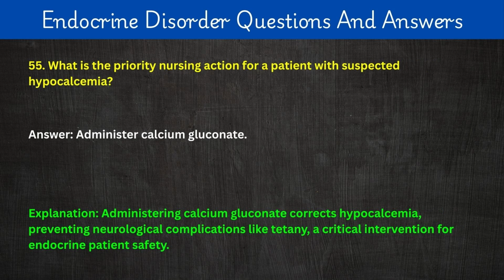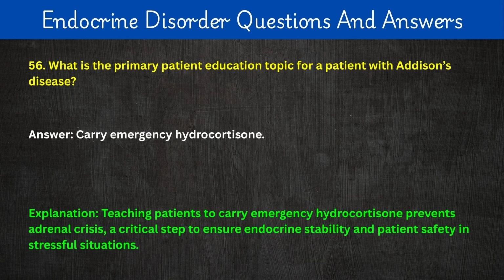55. What is the priority nursing action for a patient with suspected hypocalcemia? Answer: administer calcium gluconate. Explanation: administering calcium gluconate corrects hypocalcemia, preventing neurological complications like tetany, a critical intervention for endocrine patient safety.